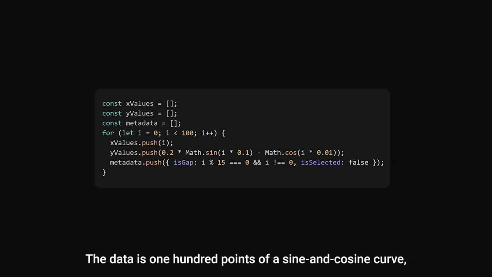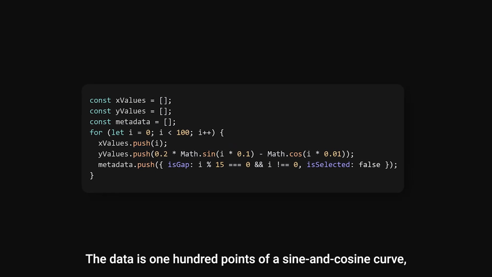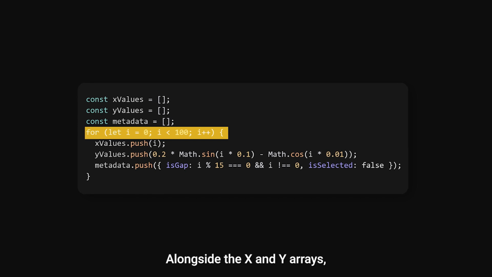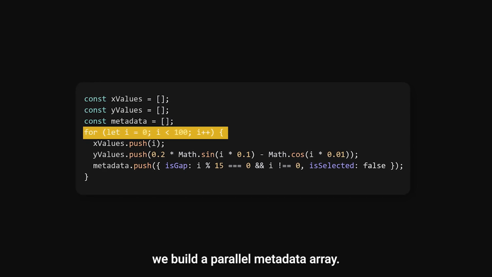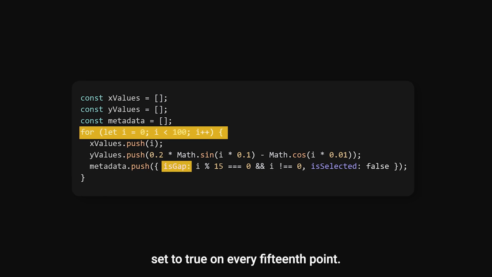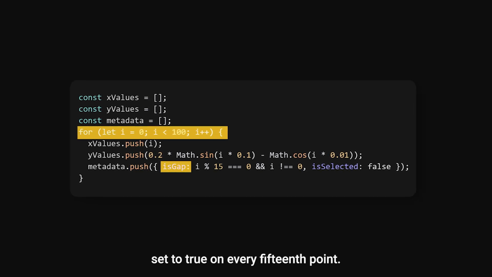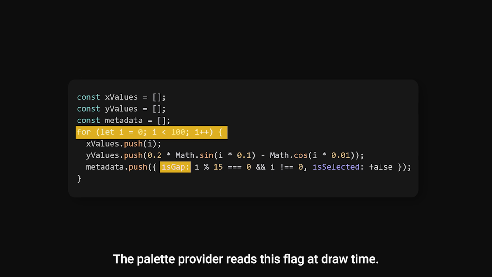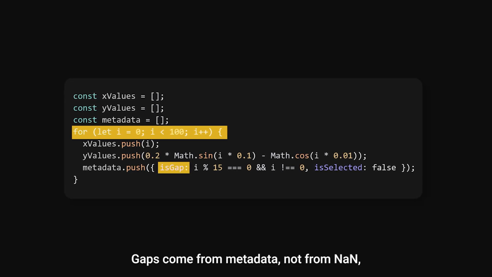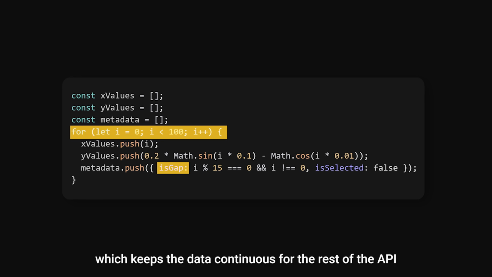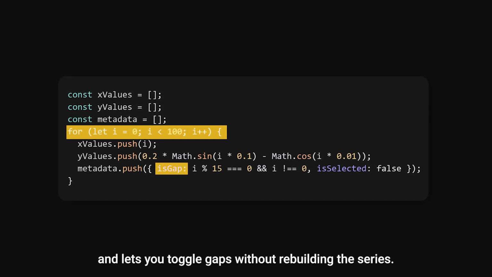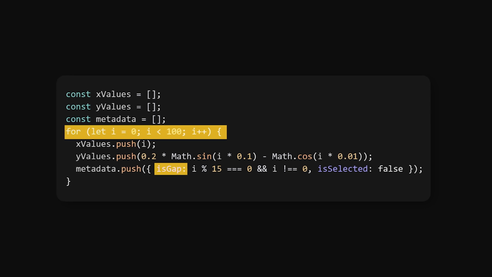The data is 100 points of a sine and cosine curve generated locally. Alongside the X and Y arrays, we build a parallel metadata array. Each metadata entry carries an isGap flag set to true on every 15th point. The palette provider reads this flag at draw time. Gaps come from metadata, not from NaN, which keeps the data continuous for the rest of the API and lets you toggle gaps without rebuilding the series.